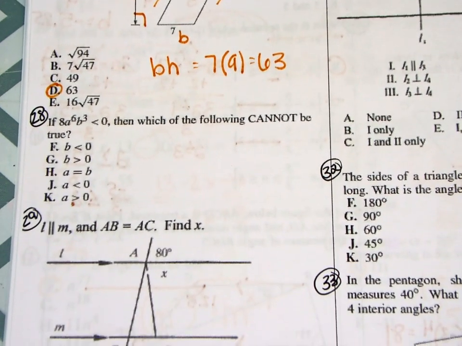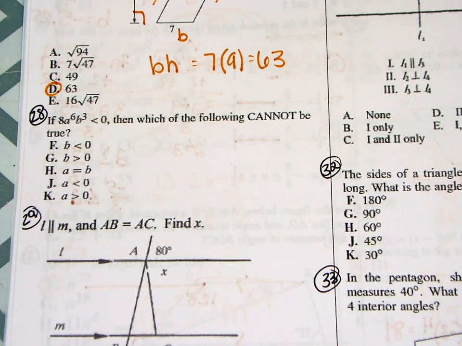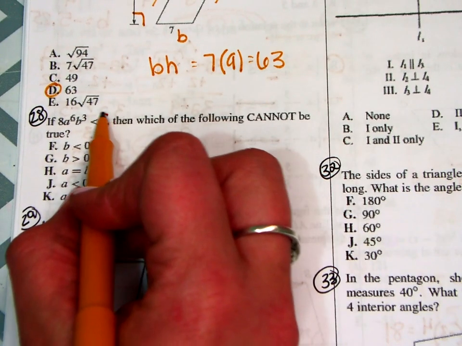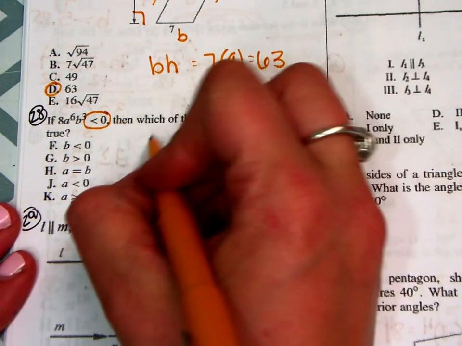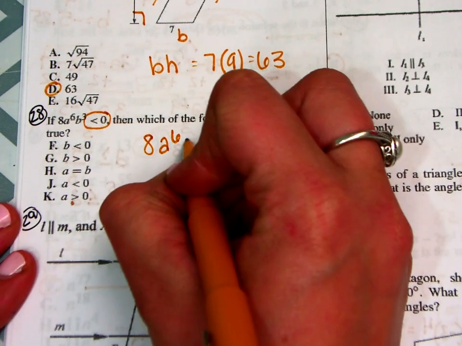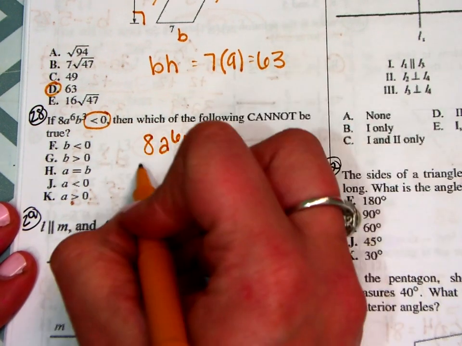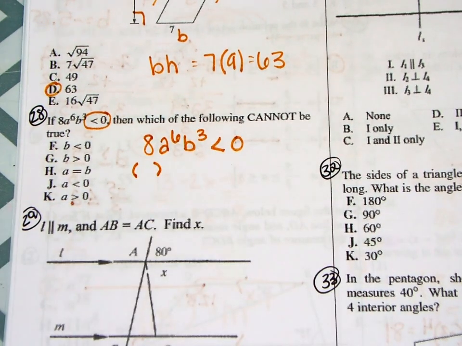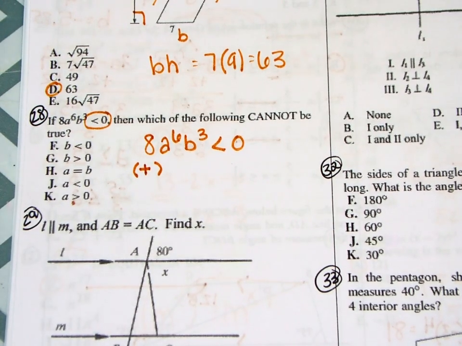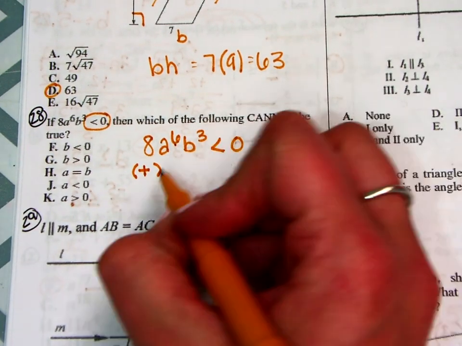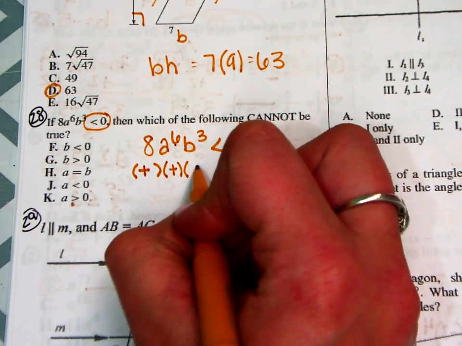Number 28, if 8a to the 6th, b to the 3rd is less than 0, which cannot be true? Here's the thing about these problems. Whenever you're dealing with values less than 0, you want to think in terms of positives and negatives. So I'm going to rewrite this down here so we can talk about it. 8 is what kind of number? Yes, it's even. Yes, it's a rational number, an integer, but in this instance, we want to think in terms of positives and negatives. 8 is a positive number. Filling in, anything to an even power will always yield a positive answer.